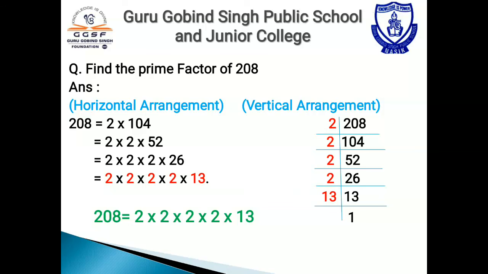13 is written below 26 and 2 is written below 2. And last, 13 is divided by 13. The quotient is 1. 1 is written below 13 and 13 is written below 2. So here on the left side what we see is that all are prime factors, that is 2 into 2 into 2 into 13. So whether you solve by the horizontal method, vertical method or factor tree method, you will get the same answer. So 208 is converted into the prime factors 2 into 2 into 2 into 13.